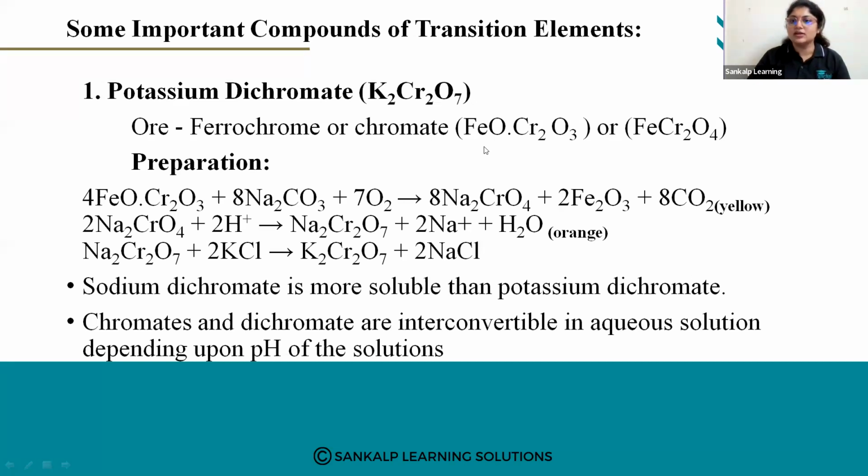So we'll start with this again. There are three important compounds which we'll be studying, and we'll start with the first one, potassium dichromate. Okay, so what is potassium dichromate? It is K2Cr2O7. Can you tell me what is the oxidation state of Cr here? What is the oxidation state of Cr in K2Cr2O7?